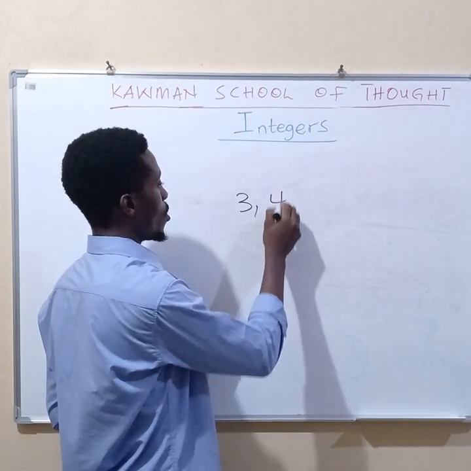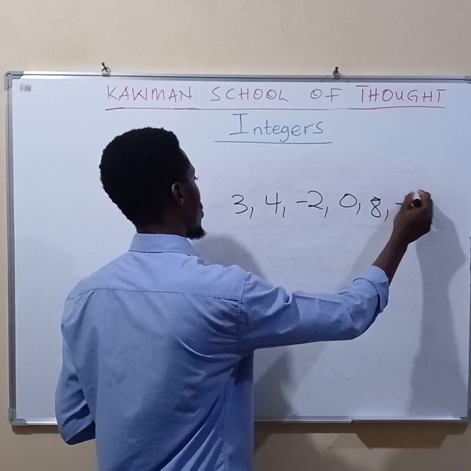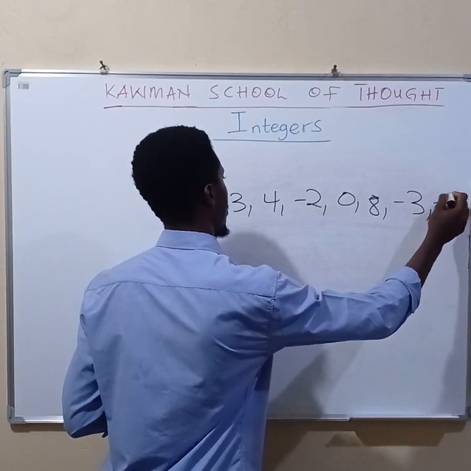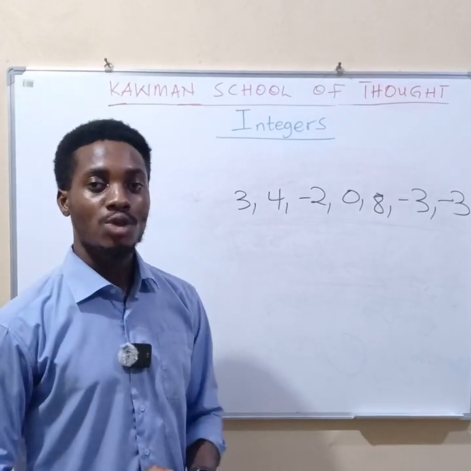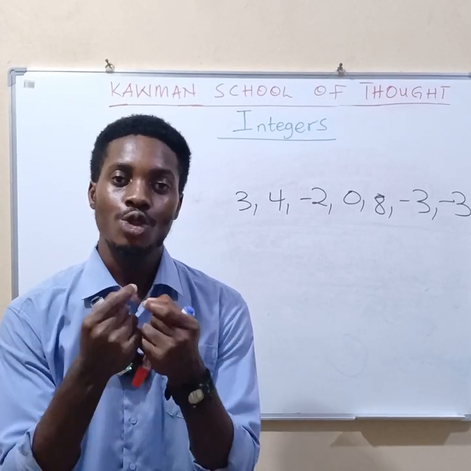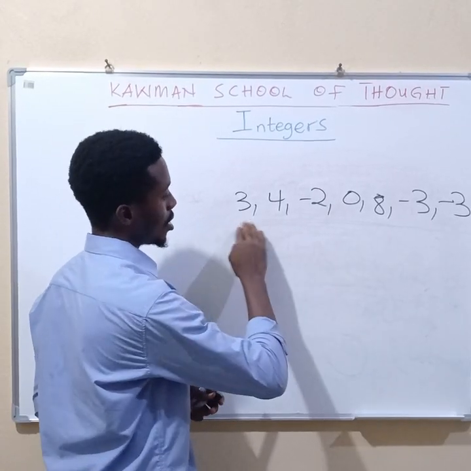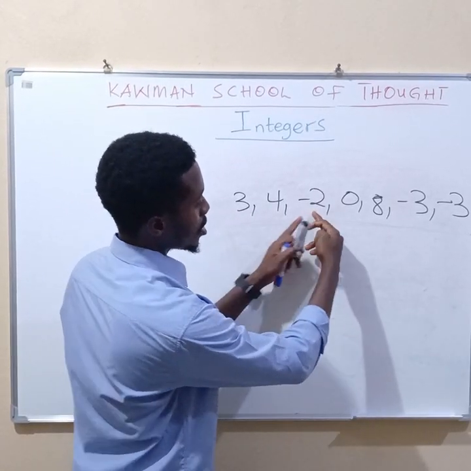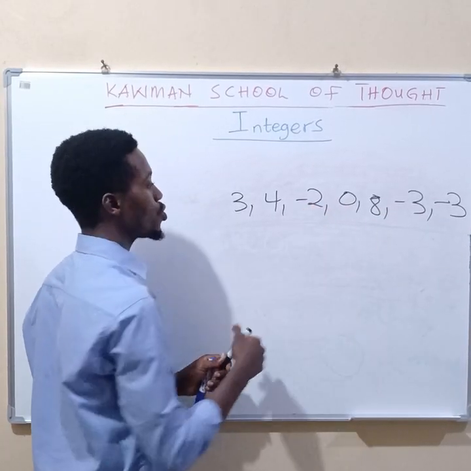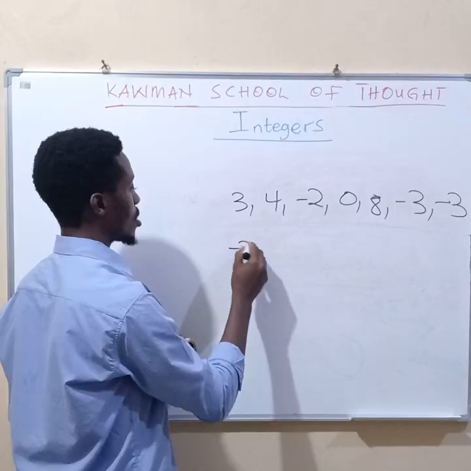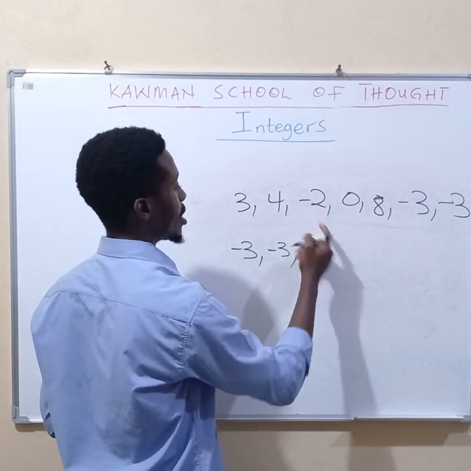3, 4, -2, 0, 8, -3, -3 again. Now let's arrange this in ascending order. That's from the smallest to the biggest. So I'm seeing positive, negative, negative here. So -3 is bigger than what? Smaller than -2. So -3 comes first, followed by -3, then followed by -2.